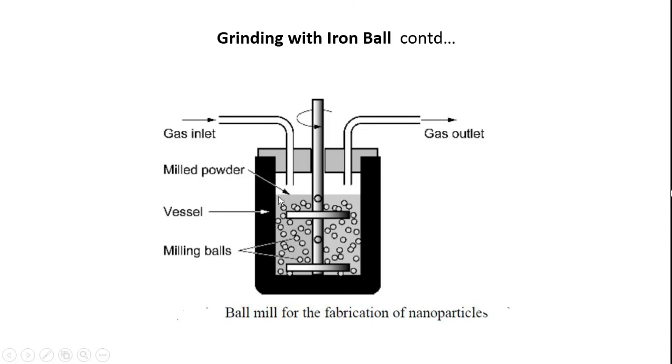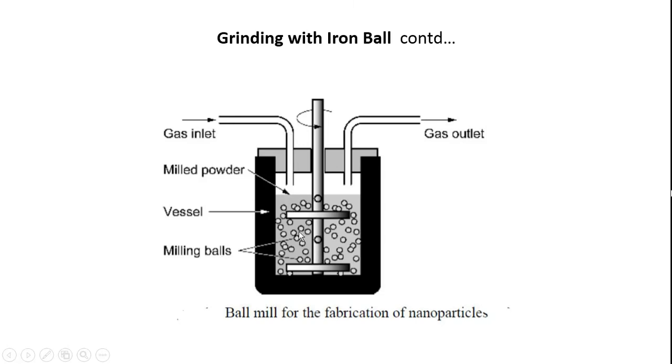So this is the milled powder. The milled powder means the powder of which the nanoparticles are to be made, of size 50 micrometer, which is put here, and the milling balls are the steel balls, which are some millimeters in size. And here this is the inlet point of the nitrogen gas. This inlet is for the liquid nitrogen gas.